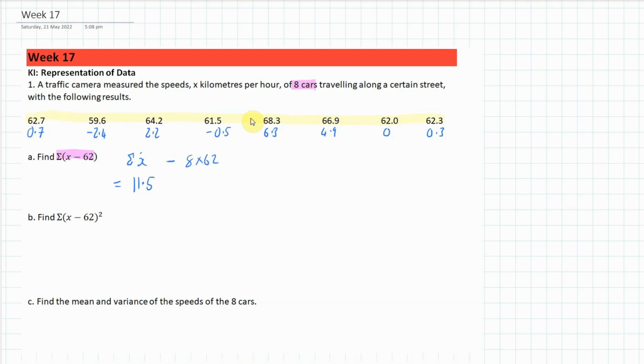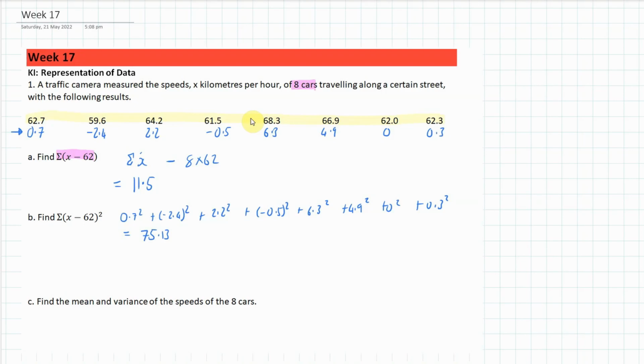Now, the second part of the question is I've got to do the sum of (x minus 62) squared. And this is where I think it's easier to work out each value minus 62. So I'm going to go 0.7 squared plus negative 2.4 squared plus 2.2 squared plus negative 0.5 squared plus 6.3 squared plus 4.9 squared plus 0 squared plus 0.3 squared. When I did this earlier in the calculator, I got 65.13. So far so good.